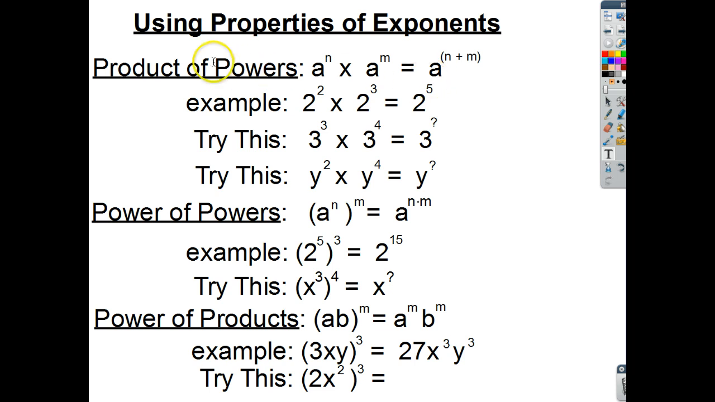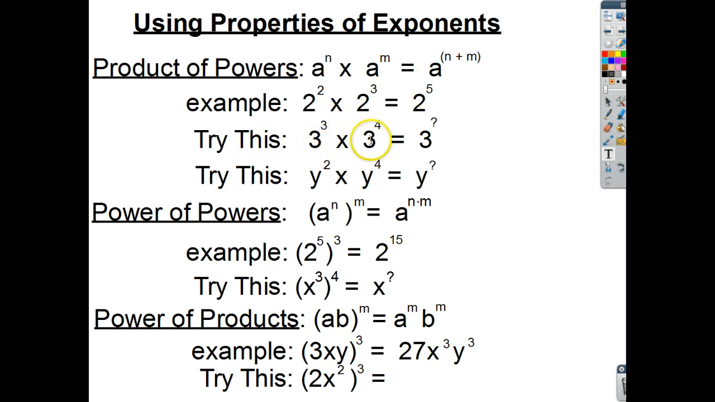So to start off with, the product of powers. If you have a to the n and you times it by a to the m, of course, to do this, these bases have to be the same, and if the bases are the same, then the rule tells you that you just simply add their exponents. Alright, so here's an example. 2 squared times 2 to the third is going to be 2 to the 2 plus 3, or 2 to the 5th power. Now we could go on and evaluate that, but we're not going to address that at this point. Alright, so on your paper, go ahead and try this one.